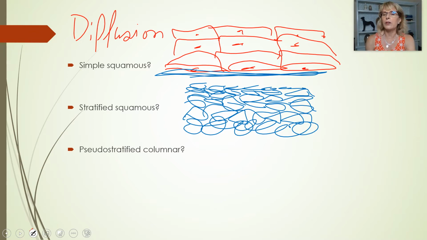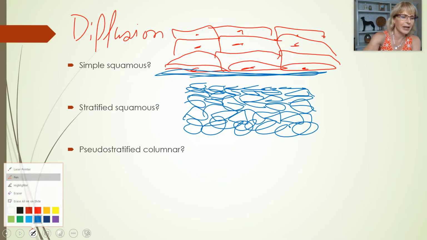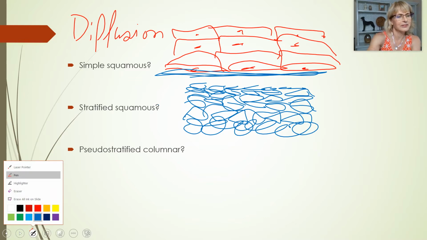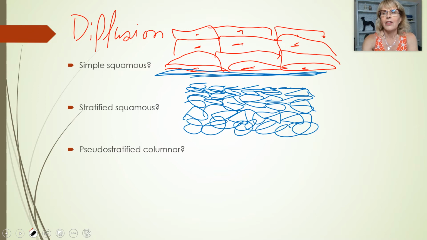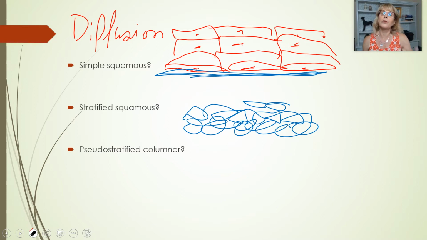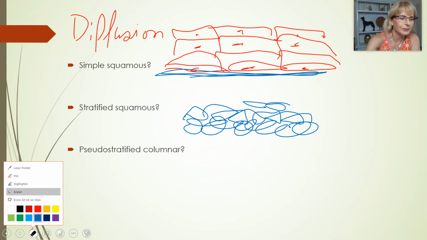And why do we want stratified squamous? Because there are times when there is abrasion that is removing some of these cells. And you can remove quite a number of layers of cells with stratified squamous epithelium without there being any damage to the underlying organ, without you bleeding or something like that, okay?